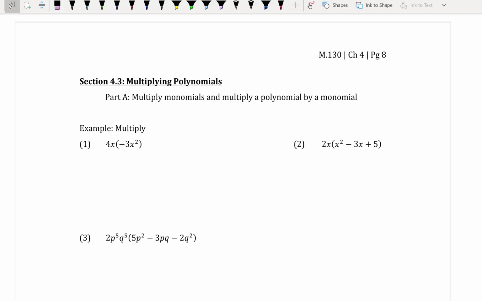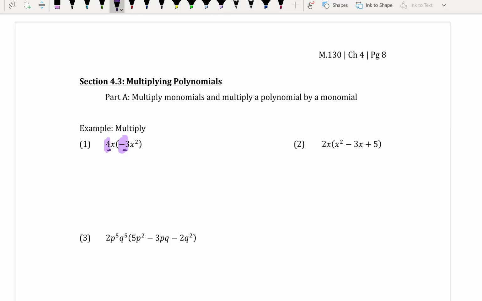Hello Math 130 students, we are going to pick up on page 8, which is going to be multiplying polynomials. So for part A, we're going to multiply a polynomial by a monomial. So here we're just going to distribute. So we really want to pay attention to what are the coefficients. So here the coefficients 4 and -3 are going to be multiplied together.